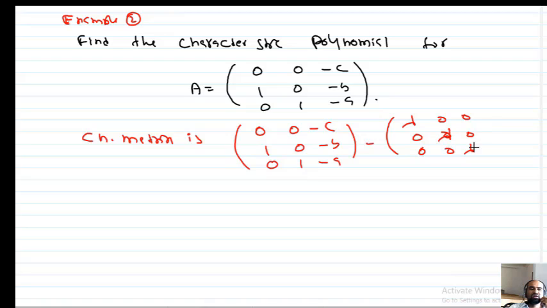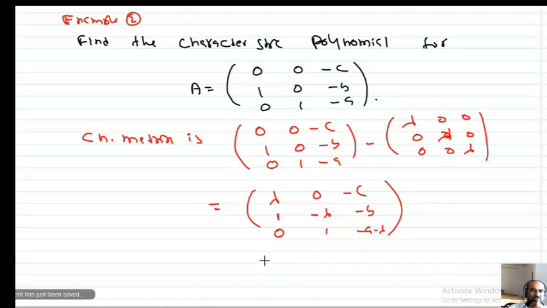This is the characteristic matrix: minus lambda, 0, minus C as it is; 1, minus lambda, minus B as it is; 0 as it is, 1 as it is, minus A minus lambda. The characteristic polynomial is just the determinant of this one. Characteristic matrix, characteristic polynomial.